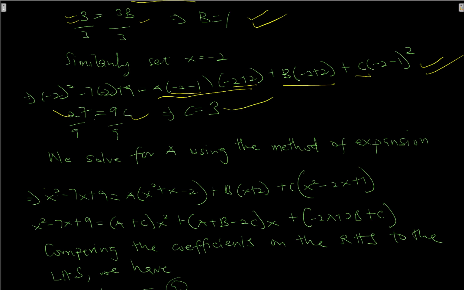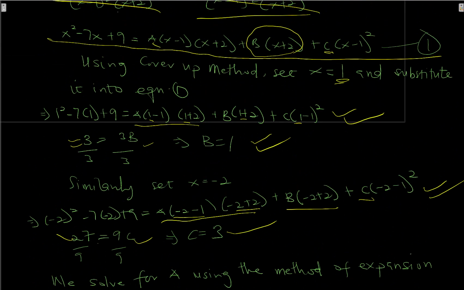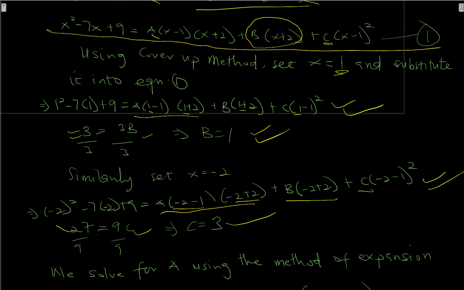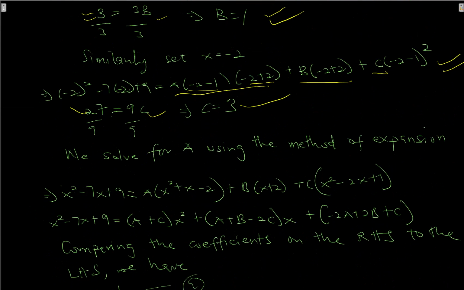Now in order to find the value of a, we need to use the method of expansion. So from equation 1, we expand the right hand side of equation 1. Then we compare the coefficients on the right hand side to the left hand side of the equation, since they are all equal. The first term, the expansion gives us this, then the second term and the third term.